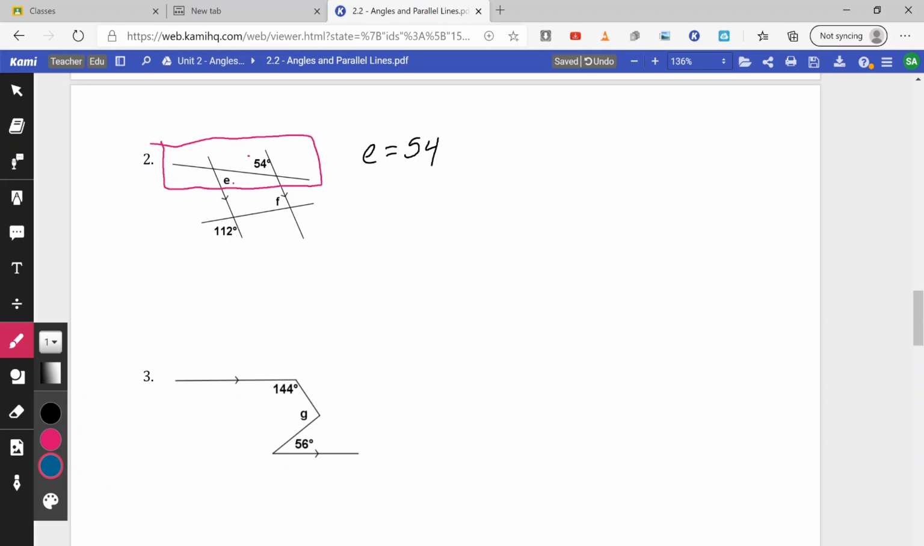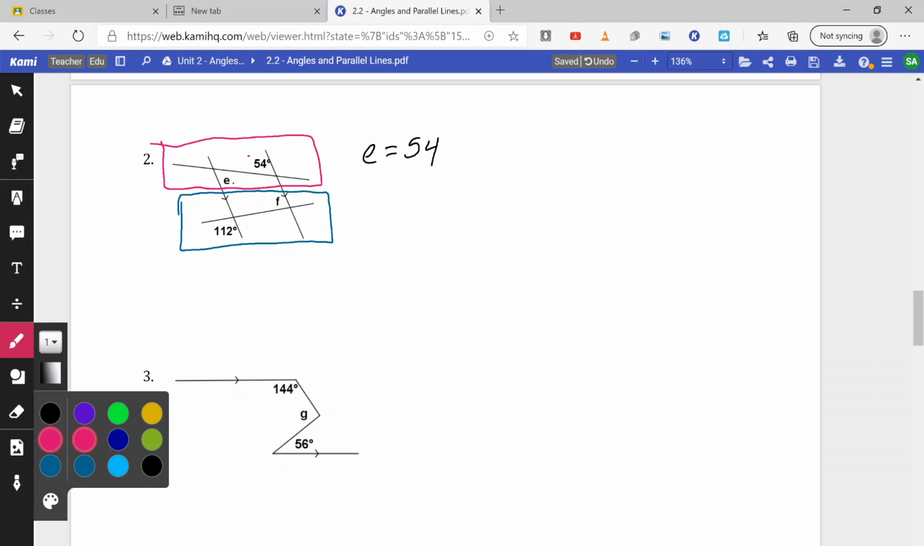Now for F, I'm going to focus on this part here, the one that I just circled in blue. And I can't use E to find F because it's in a totally different place. So what is the relationship between 112 and F? Well, it's relatively easy. If I keep alternating, so F is here, I want to alternate to there, I want to alternate to here, and I want to alternate to there. So those are going to be F.